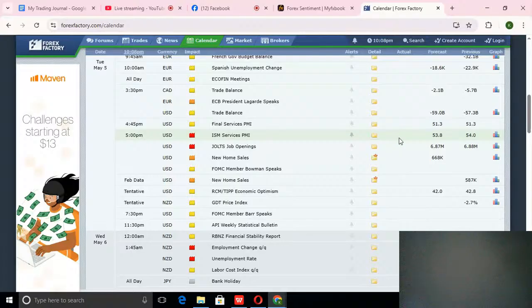Now, at the same time, that is at 5 p.m., we are going to have what we normally call the JOLTS Job Openings. JOLTS Job Openings measures the number of available positions in the US. What does it show? It shows the available job vacancies, the demand for labor by employers. Generally, it is all about the strength of the job market in the US. That's what JOLTS is all about.